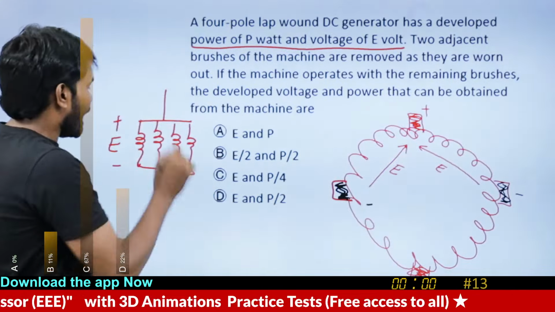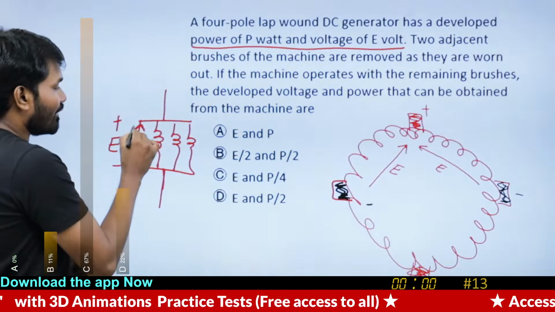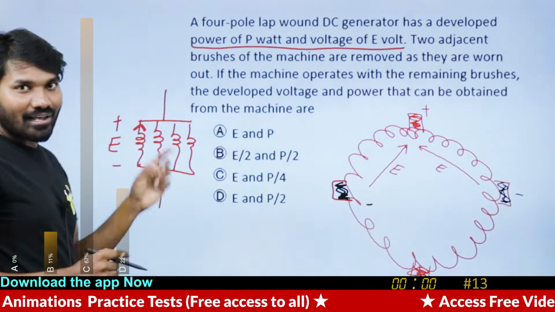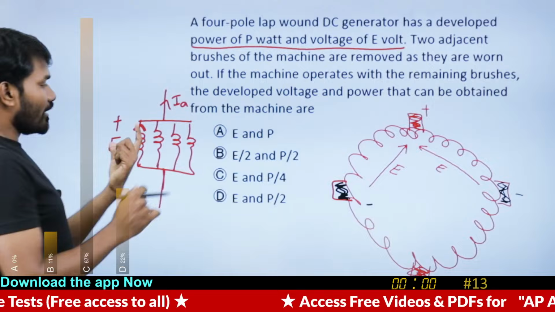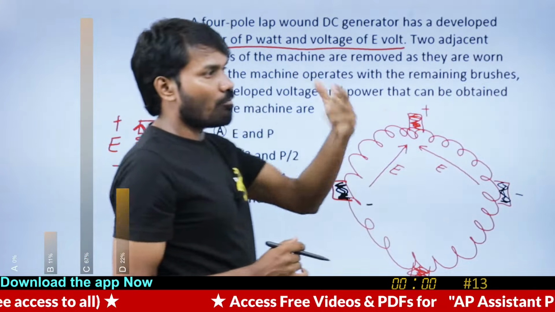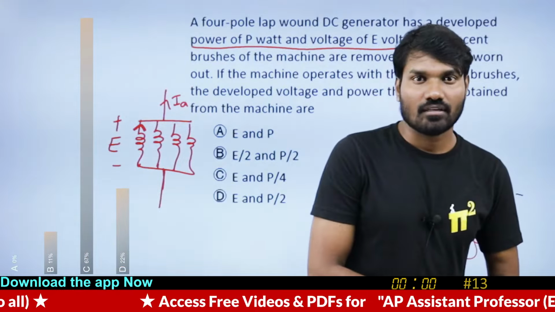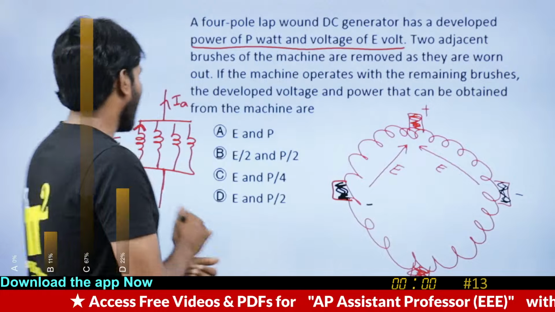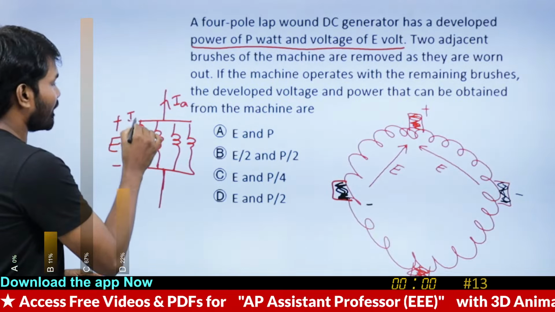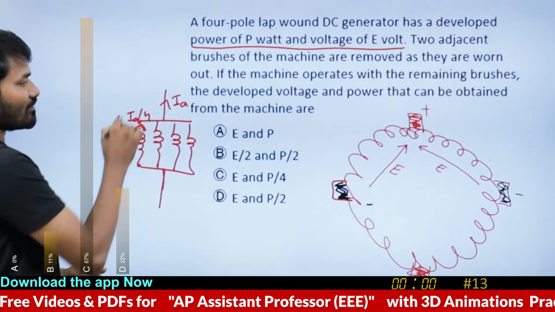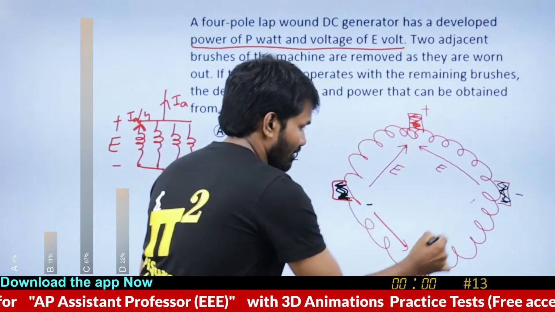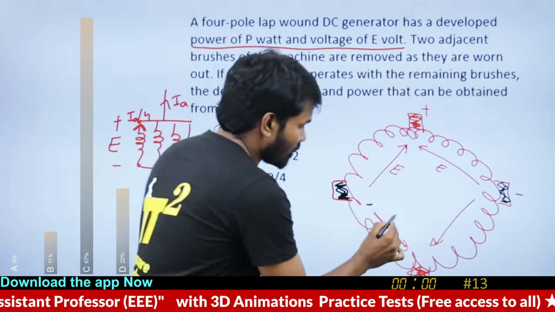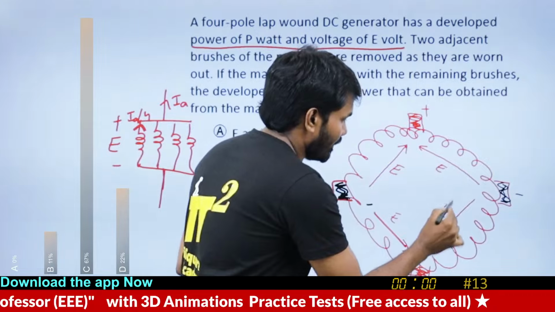And each parallel path will carry, if this current is IA, tell me, how much current will each parallel path carry? IA by 4. IA by 4 current is carried by each parallel path. So this is E, this is E, this is E, this is E. Direction is also important.